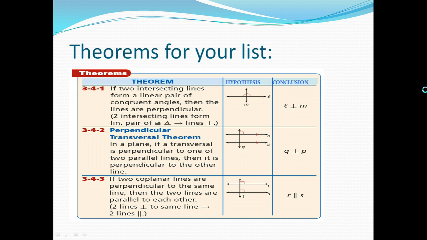Here are some more theorems for your list. We have theorem 3.4.1. If two intersecting lines form a linear pair of congruent angles, then the lines are perpendicular. So two intersecting lines form a linear pair of congruent angles, and the lines are perpendicular. We have 3.4.2, the perpendicular transversal theorem. In a plane, if a transversal is perpendicular to one of the two parallel lines, then it is perpendicular to the other line.